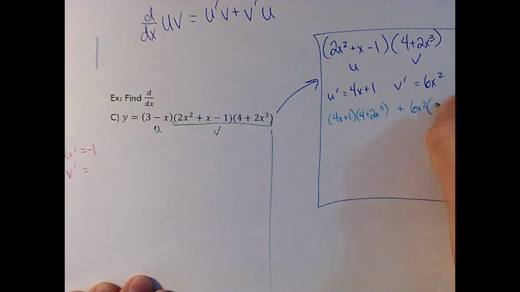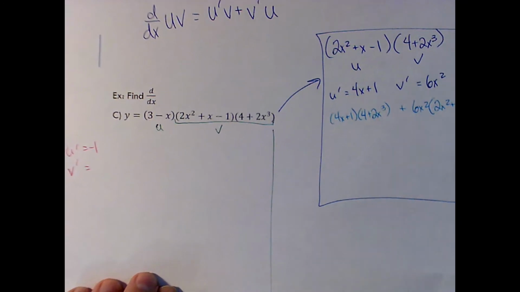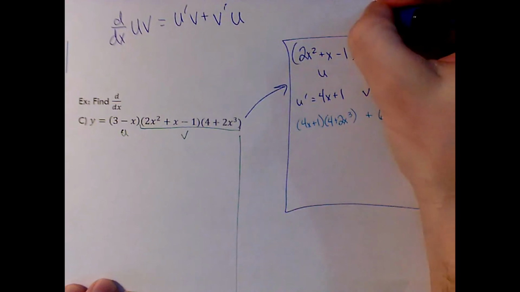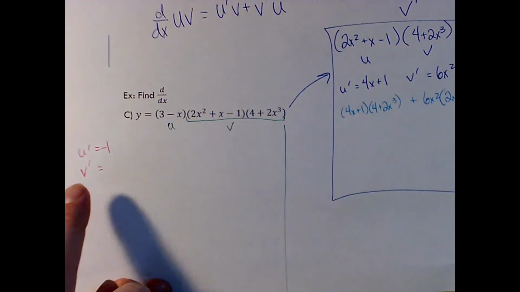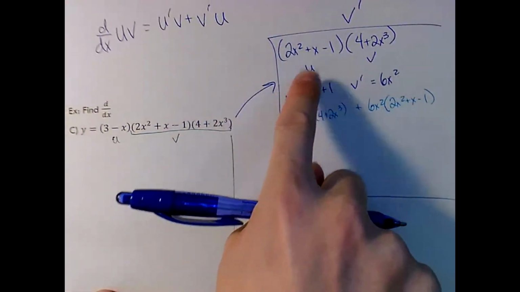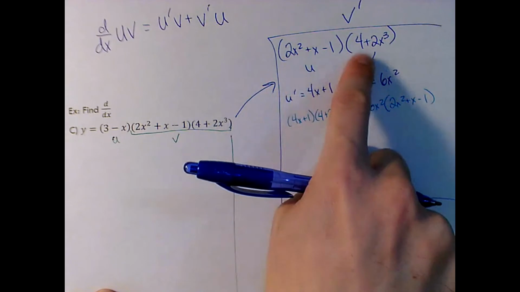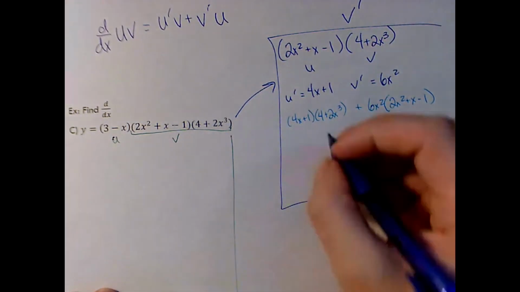U is going to be 2x squared plus x minus 1. Remember, all of this is v prime for the original problem over here. So again, if you want to use different letters like W and Y, it doesn't really matter. It really doesn't matter. All right, FOIL.